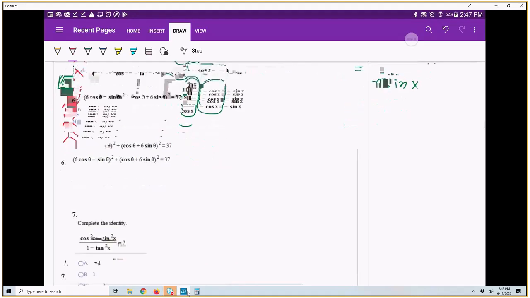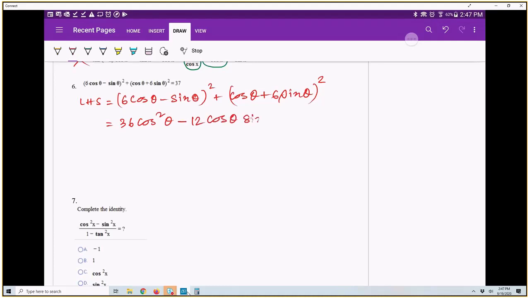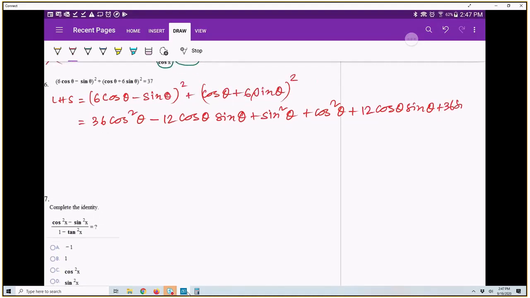Alrighty, number 6. So left hand side, start with that. You have 6 cosine theta minus sine theta all to the power 2 plus cosine theta plus 6 sine theta all to the power 2, which is 36 cosine square theta minus 12 cosine theta sine theta, and this is just foiling 6 cosine theta minus sine theta twice, plus sine square theta. That's the first term. The second one is going to be cosine square theta plus 12 cosine theta sine theta plus 36 sine square theta.